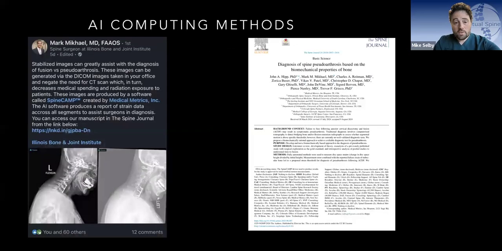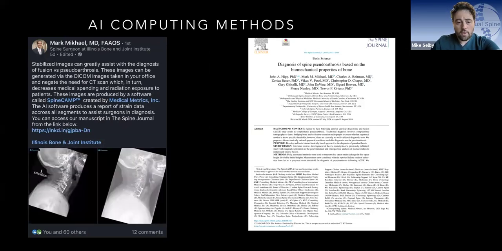So you can do this a little better these days. And Mark Mikhail and his group put up a paper this week. And this was an excellent paper from the Spine Journal on using AI computing methods. I'll just get this video going to look at motion.